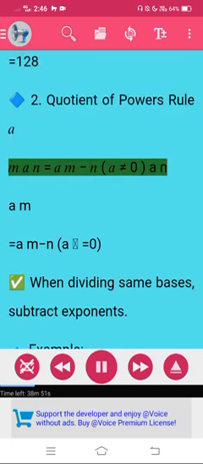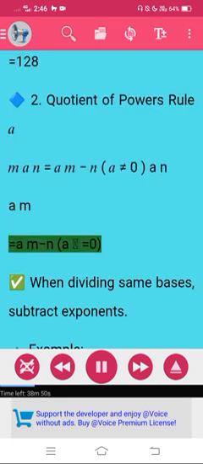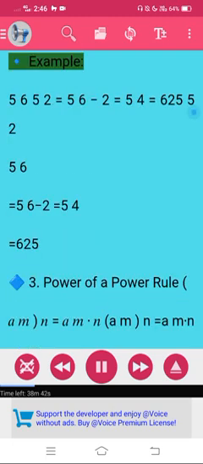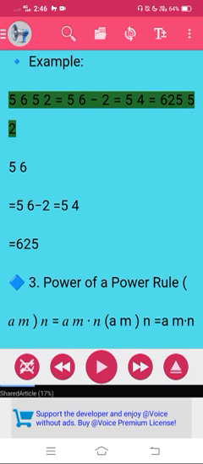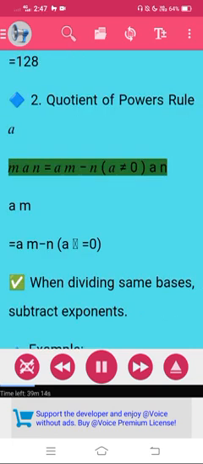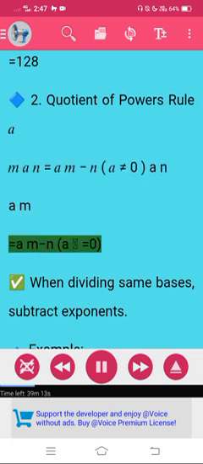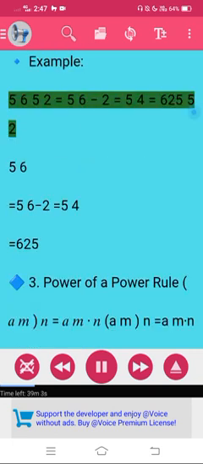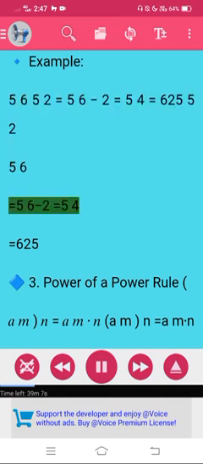2. Quotient of powers rule: aᵐ/aⁿ = aᵐ⁻ⁿ, a ≠ 0. When dividing the same bases, subtract the exponents. Example: 5⁶/5² = 5⁶⁻² = 5⁴ = 625.